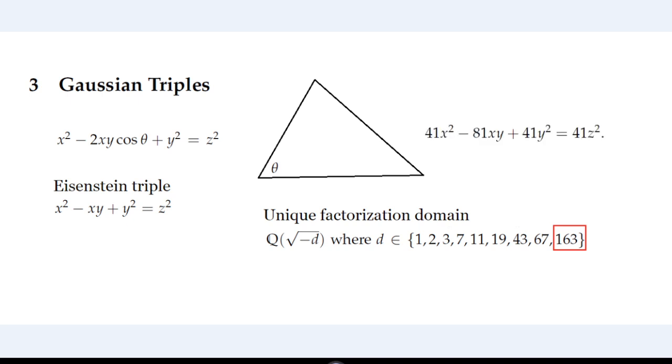For example, the law of cosine equation with discriminant negative 163 is 41x squared minus 81xy plus 41y squared equal to 41z squared. And the parameterization will reach all primitive congruent triangles, meaning that a triangle with the sides 3, 4, 5 is identified with the one with the sides 4, 5, 3. Honoring Gauss's conjecture, I named these primitive triples Gaussian triples.